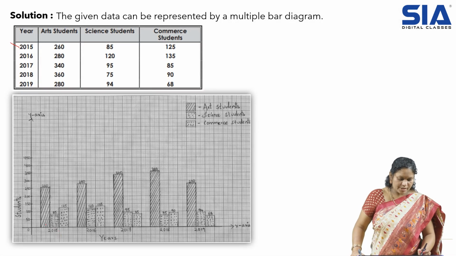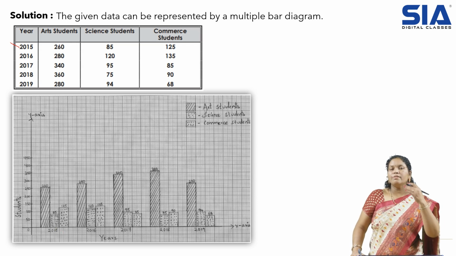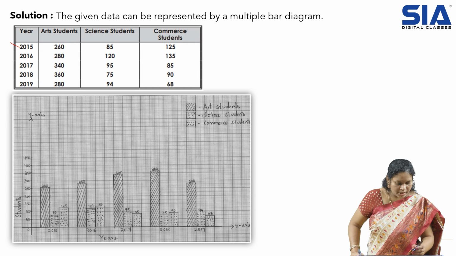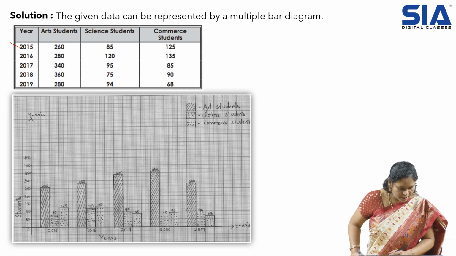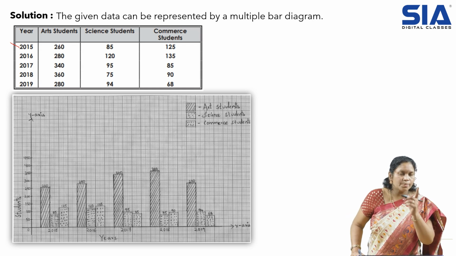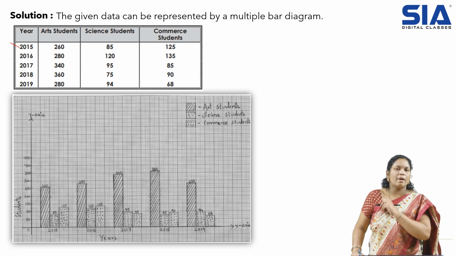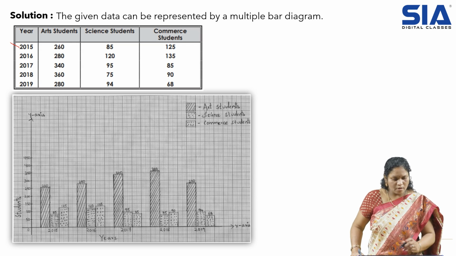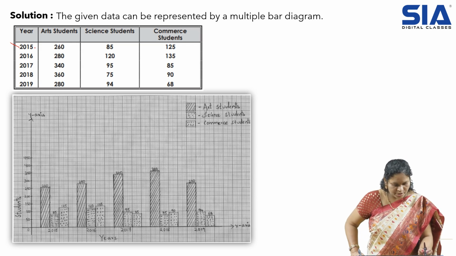So years, you just write down the years on the x-axis as usual, and for the y-axis again we have to check the interval; equal intervals you have to consider. So check the least and the highest values from all three columns, because separate bars will be drawn for all three columns, right? So check the least and the highest of all three columns.